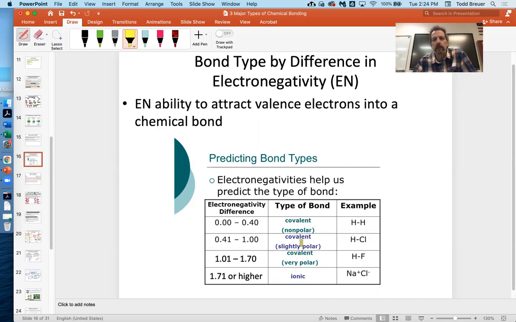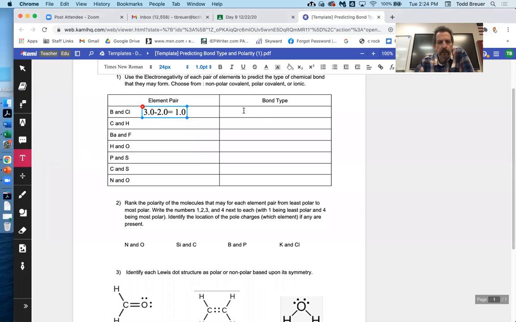However, slightly means the attractive force on the poles would be lesser than if it were a very polar covalent bond. So let's take a look at actually marking that up correctly then. So we would call this, right, polar covalent. Okay, so we do the same thing for each, C and H.